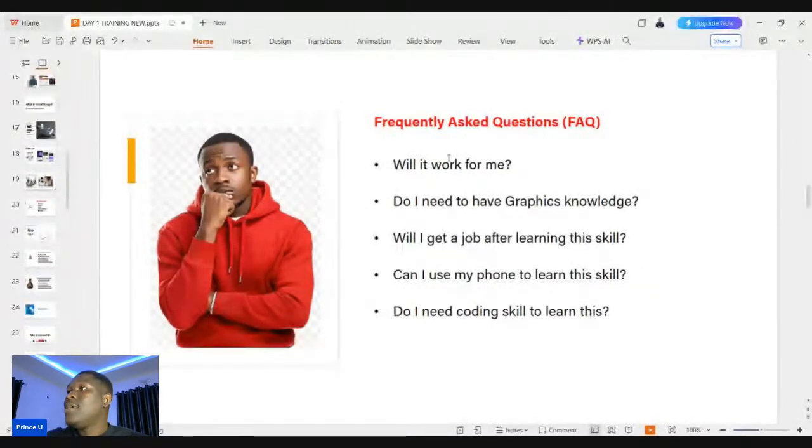So here are some questions you might be asking. If you have questions, you can type them now, so I'll just quickly attend to one or two. I think the first two: will UI UX design work for me? If it works for me, it can work for you. If it works for me, it can.